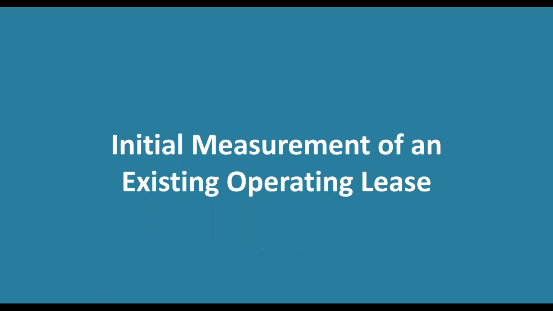All right, I think we'll ramp up the complexity just a little bit and do an initial measurement of an existing operating lease. So if you'll remember, our first one is a brand new lease, hadn't been accounted for under ASC 840 or our current lease standard, and so it was really just putting it on the books as if 842 had been around forever. But that's not going to be the case for most of us. Most of us are more nervous about the transition from 840 to 842, and so that's where this example is going to come into play.